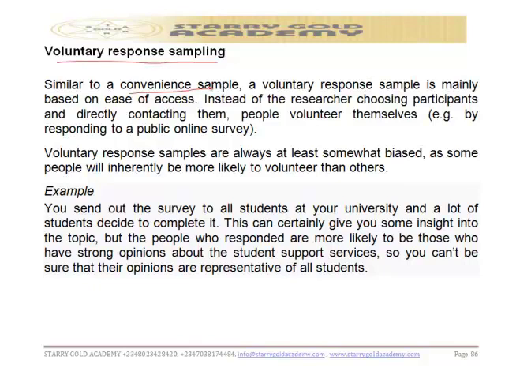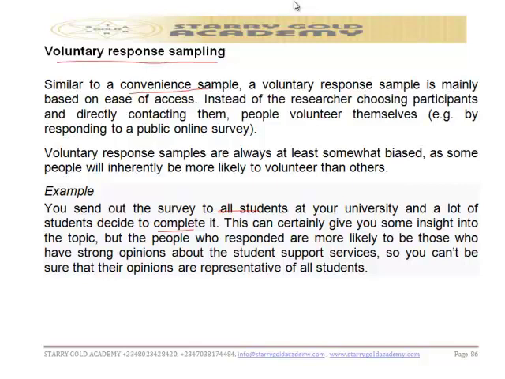For example, you send out a survey to all students at the university and a lot of students decide to complete it. This can certainly give you some insight into the topic, but the people who responded are more likely to be those who have strong opinions about the student support service. So you cannot be sure that these opinions are representative of all students.